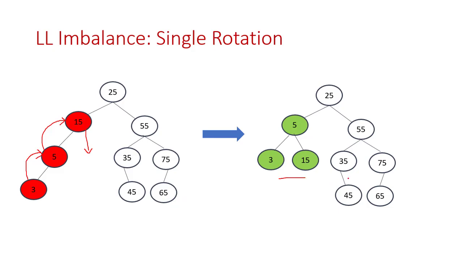Now you can check the balance factor of all the nodes. The balance factor of 45 is 0. The balance factor of 65 is 0. The balance factor of 3 is 0 and 15 is 0. The balance factor of 5 is 1 minus 1, 0. The balance factor of 35 is minus 1. The balance factor of 75 is 1. The balance factor of 55 is 0. The balance factor of 25 is 2 minus 3, that is minus 1. All the balance factors are acceptable.